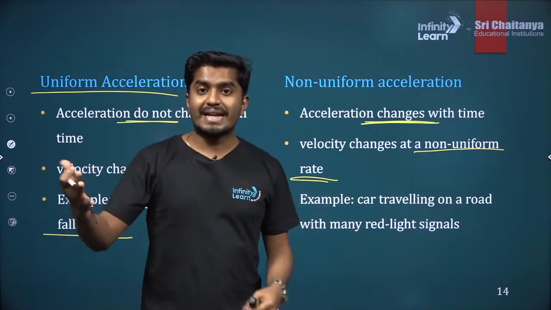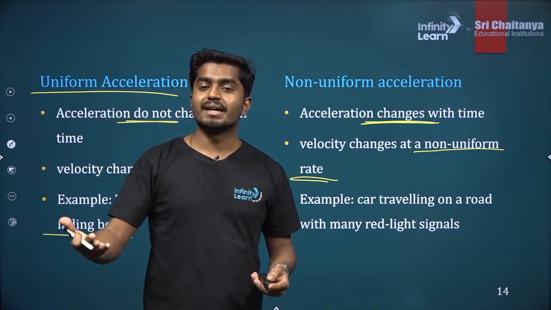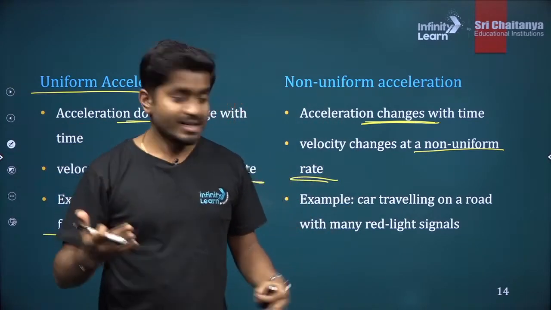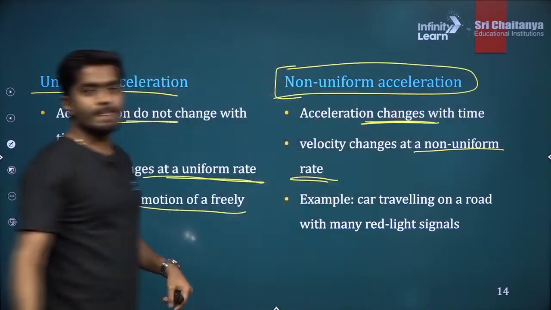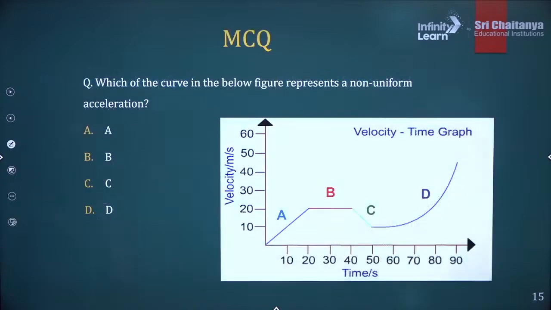So there are a lot of traffic lights. What will happen? When you see the red light, you will apply the brake. If you see the green light, you will accelerate, you will race the car, right? So that is an example of non-uniform acceleration. Okay. So let's solve one more question based on this. Solve this.